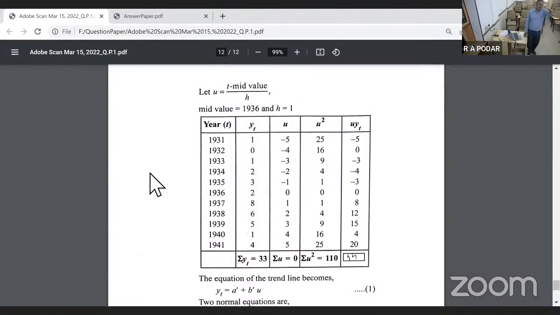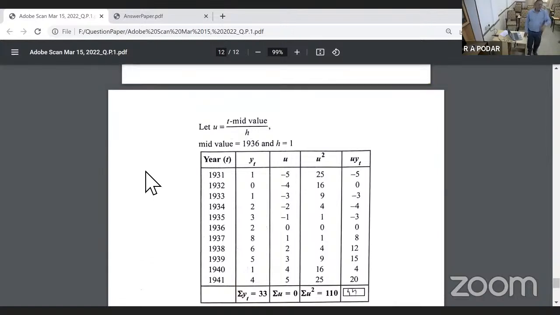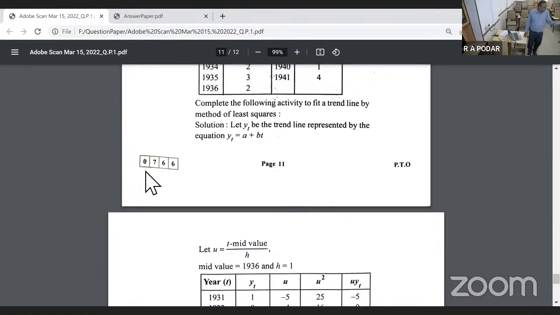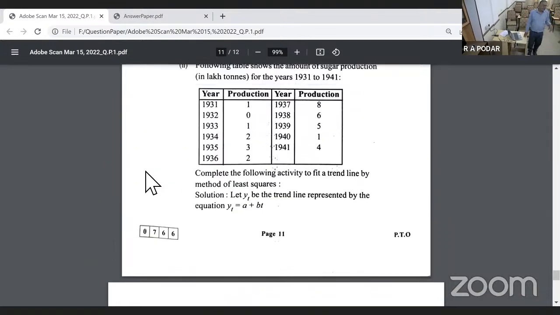Then we go to the solution, the question paper, and the answer paper there. Answer paper.